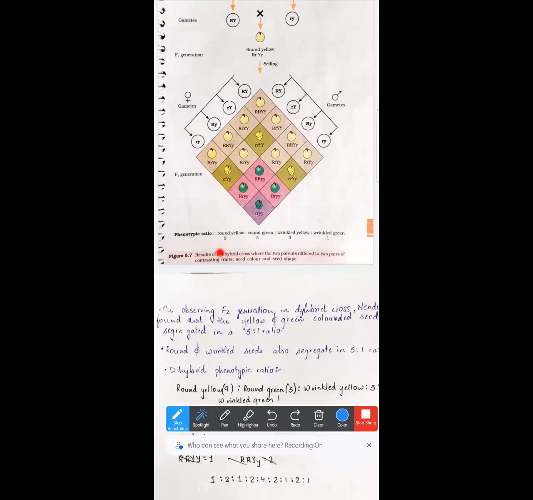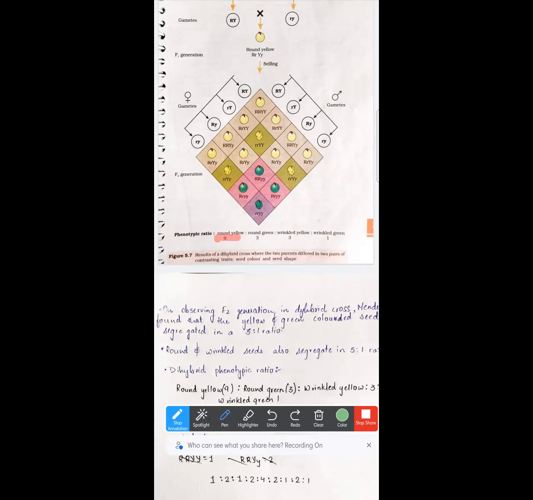So what is phenotypic ratio? We know phenotype is actually the visible character. So for the phenotypic ratio, there are 9 round yellow: 1, 2, 3, 4, 5, 6, 7, 8, 9. 9 round yellows. Therefore, the ratio for round yellow will be 9.